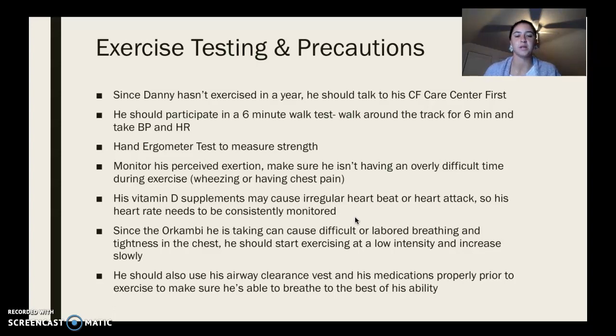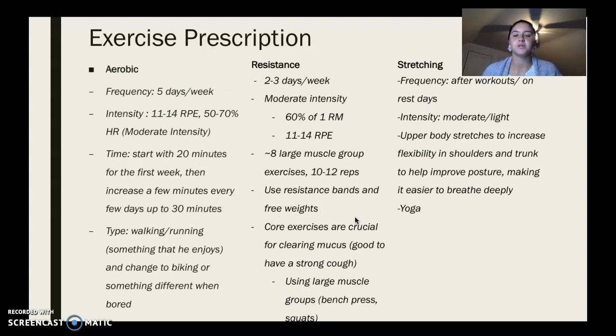He should start exercising at a low intensity, and if he thinks he can handle it and he's not experiencing any of those symptoms, we can increase that slowly. He should also use his airway clearance vest and his medications properly prior to his exercise to make sure he's able to breathe to the best of his ability. So here's his exercise prescription.